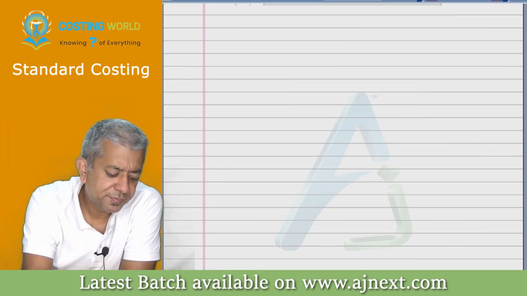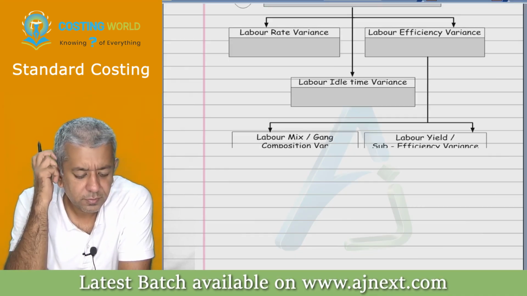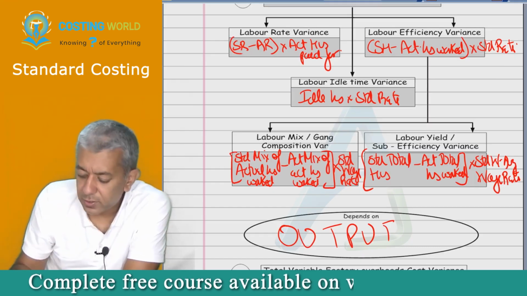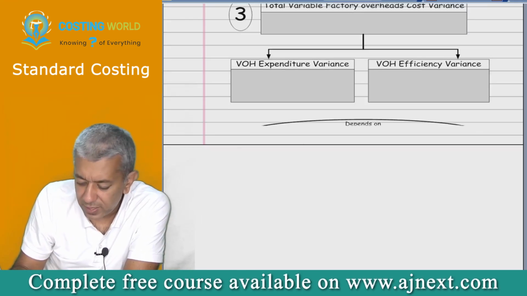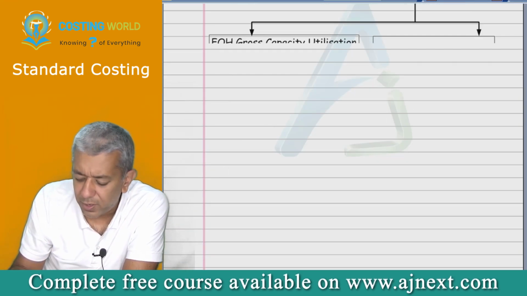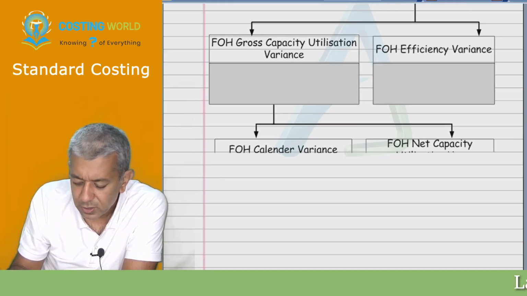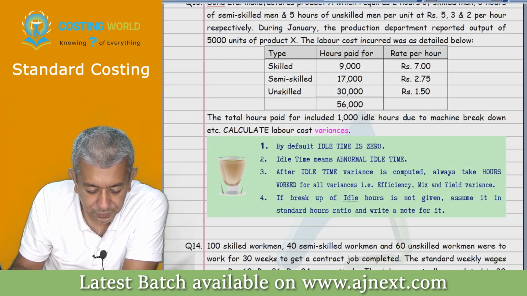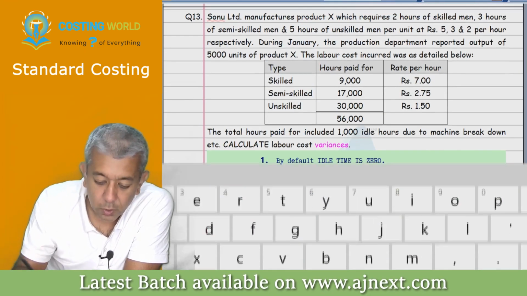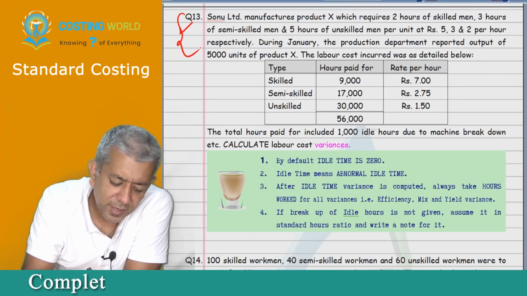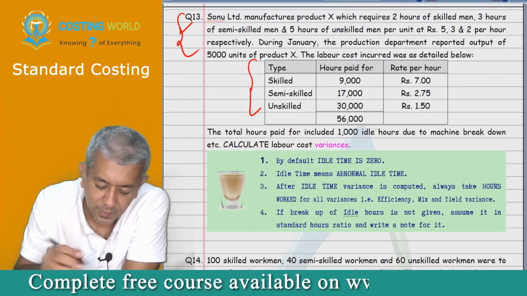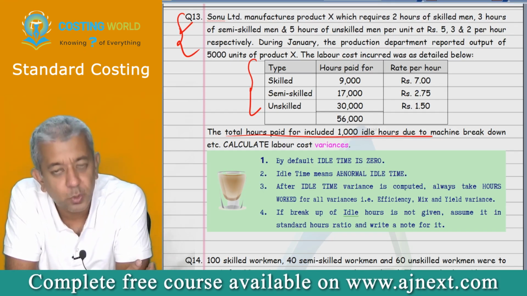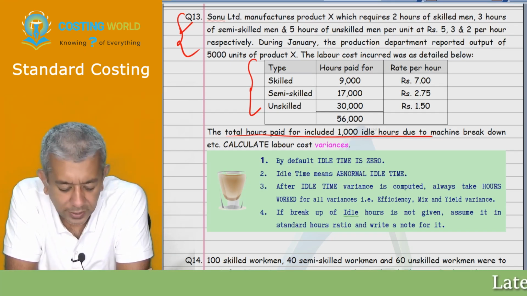Done, beta? Yes, sir. Okay, listen. Now, let's get on with the last question, and it is almost the replica of your previous question only. Just one line has changed. Question number 13. First paragraph same as your previous question. Table same as the previous question. Total hours paid for included 1000 idle hours due to machine breakdown. Calculate labor cost for ICS.